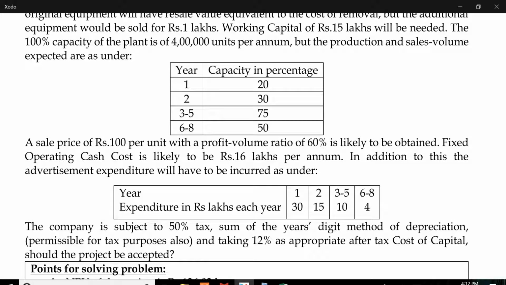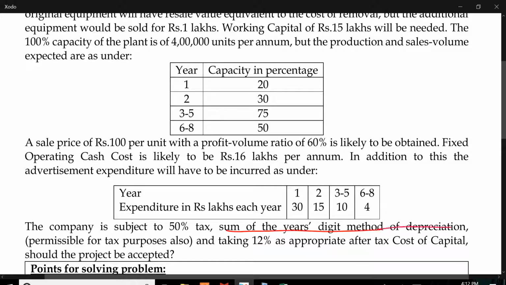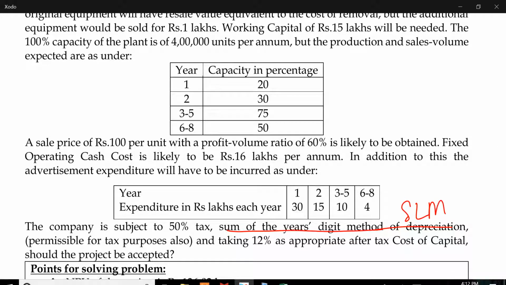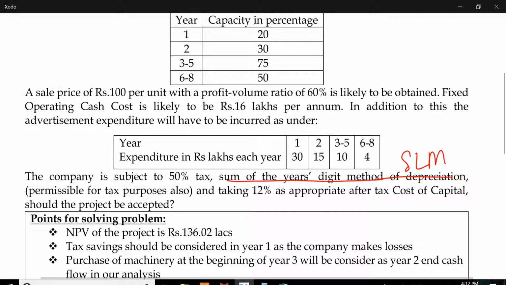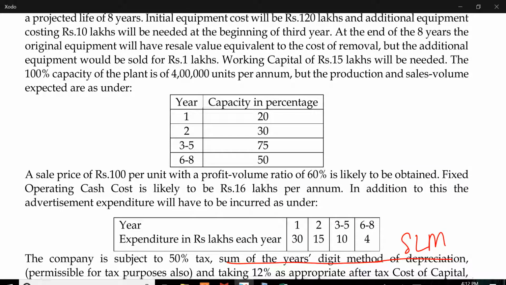Change the sum of years digits method. I want to do this. Let's take it as SLM itself. SLM method, and taking 12% as appropriate after tax cost of capital, should the project be accepted? Let it be SLM. Don't read the sub notes which are given, leave that, just go through the question.